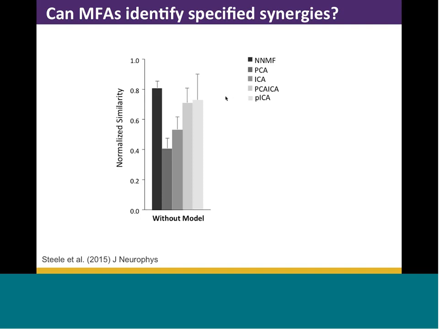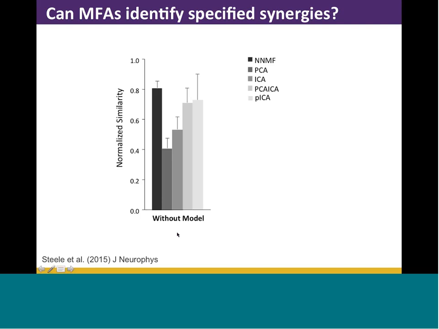So non-negative matrix factorization and probabilistic independent component analysis had a normalized similarity greater than 0.7. And here I'll note that this is normalized similarity, where we normalized it such that 0 was the similarity due to chance, because especially when we're comparing large sets of vectors, you can actually get pretty high correlations just by chance. So 0 is correlation due to chance, and 1 would be perfect similarity. Looking at this, and similar to Matt Tresh's earlier analyses, there were some algorithms that were able to identify the specified synergies pretty well. But again, this was without the model.